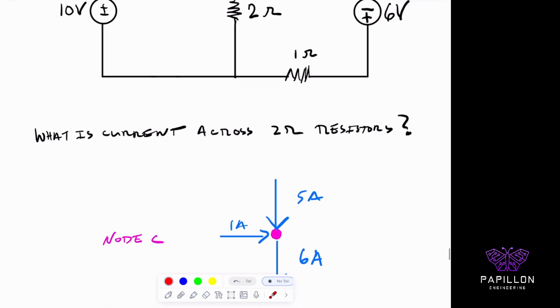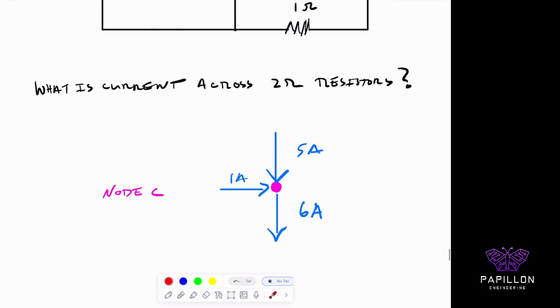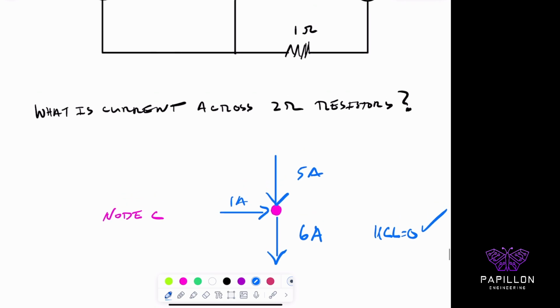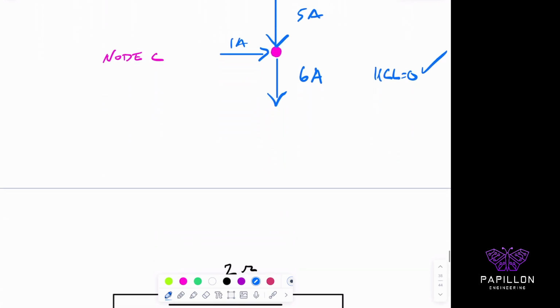Well, it has to still net 0. So in other words, I have 5 amps coming in, then I must also have 1 amp entering this node to have a net equal to 0, which is what KCL, Kirchhoff, is trying to explain to us, that they equal 0, and that's another check. So now I can see that I expect to have 1 amp going across that 2 ohm resistor, 5 amps coming down, and 6 amps going down from there, which is pretty cool.